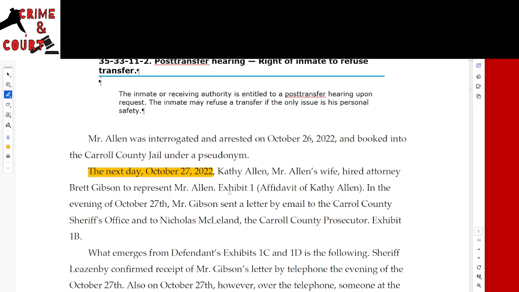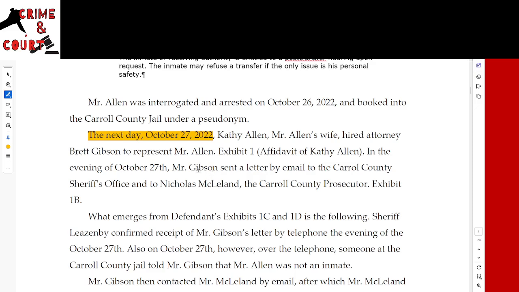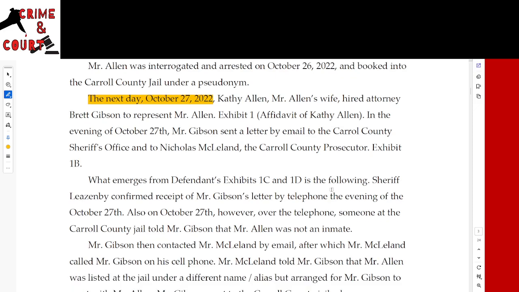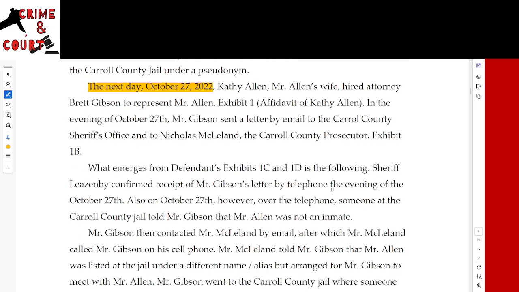All right, let's move on now. So, in the evening of October 27th, Mr. Gibson sent a letter by email to the Carroll County Sheriff's Office and to Nicholas McClelland, the Carroll County Prosecutor. Exhibit 1B. We just looked at that. What emerges from defendant's Exhibits 1C and 1D is the following.